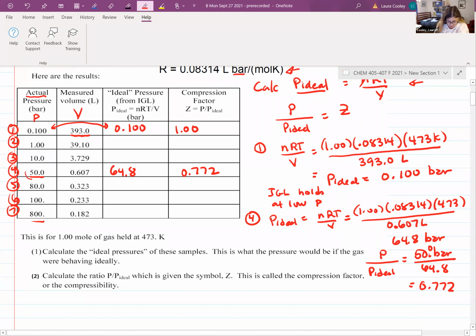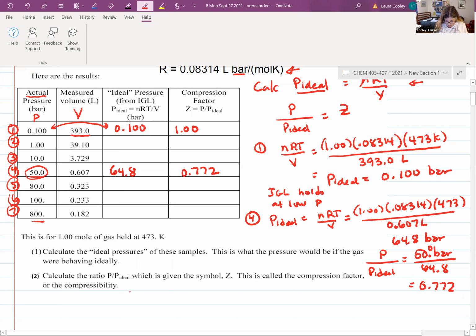For water, 50 atmospheres is actually a pretty low pressure to start having these deviations from ideality that make the real pressure lower. That's because water has a lot of intermolecular forces, so it starts being non-ideal at a relatively lower pressure than for some other gases.